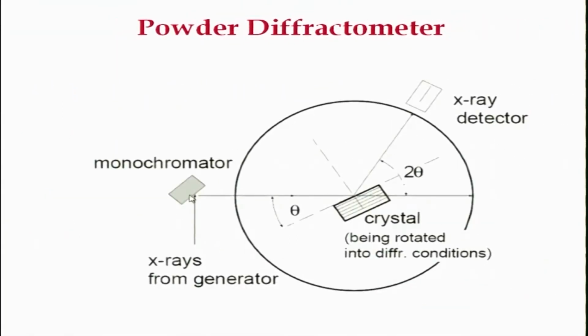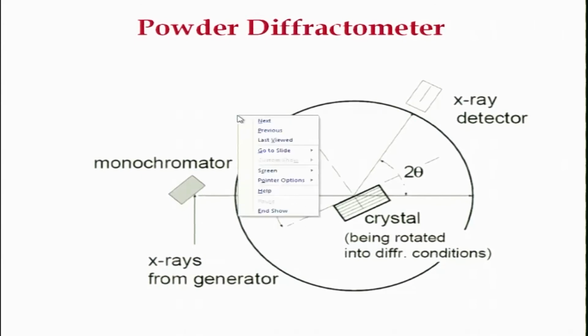This is your X-rays, they go through a monochromator or filter. The monochromator only allows one particular wavelength to go into the crystal. This is your sample. If this is your X-ray generator and this is your X-ray detector, you can rotate the crystal. So, there is a possibility of rotating the crystal as well as rotating the detector. For polycrystalline material you need only one of them, you do not need to rotate both. Either you rotate the sample holder or you rotate the detector. Okay. And what you get at the end is something like that.